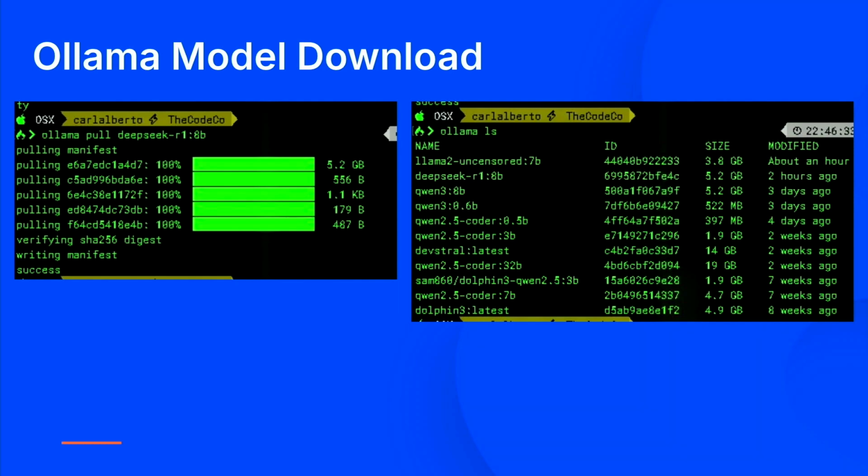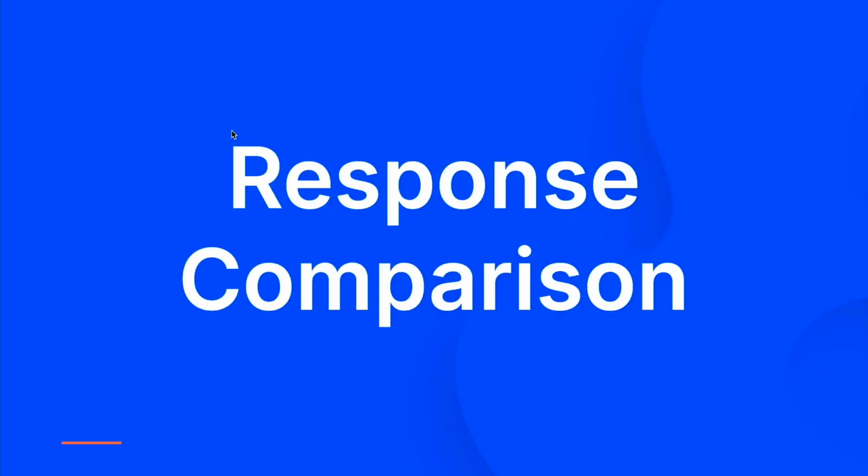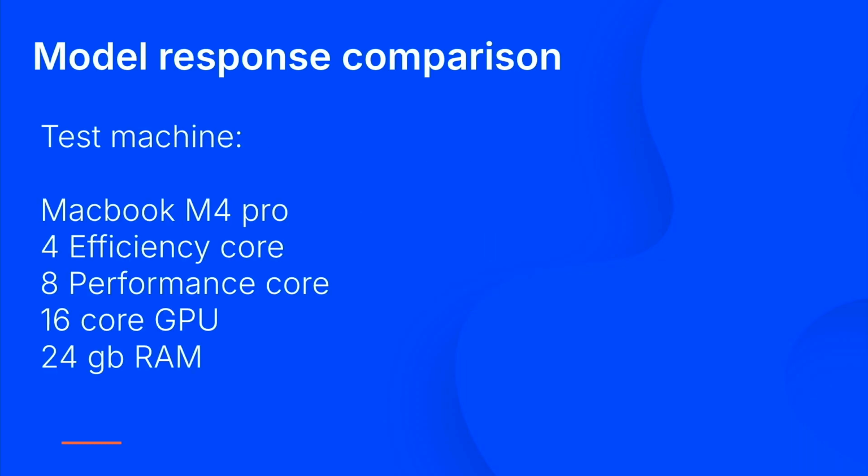So let's say you have chosen the model that you want to download. All you need to do is run ollama pull with the name of the model and the size that you're going to be pulling. And once it's downloaded, it will be added to your list of models. Then what I did on this one is I tried to see what the differences are, or what kind of responses I'm going to get on these different kinds of models. On my test machine, I have an M4 Pro. So 4 efficiency cores, 8 performance cores, a 16-core GPU, and 24 gig of RAM.